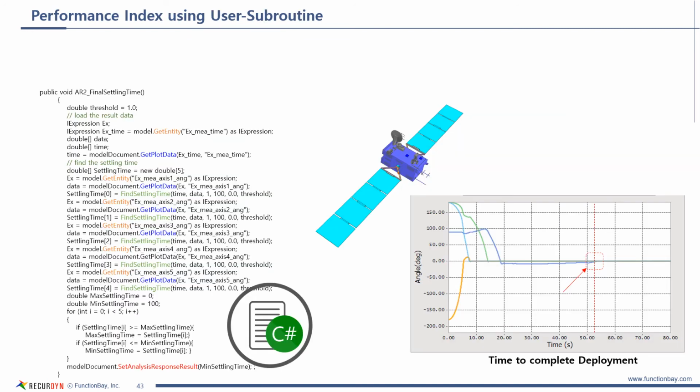Normally, we would use the simulation results as performance indices. However, settling time is not usually a direct output of CAE results. Settling time can be calculated by creating a subroutine. In this model, a C# function was written to calculate the settling time and set it as a performance index so that the optimization solver could use it. The settling time difference between each joint is also calculated using a C# subroutine.